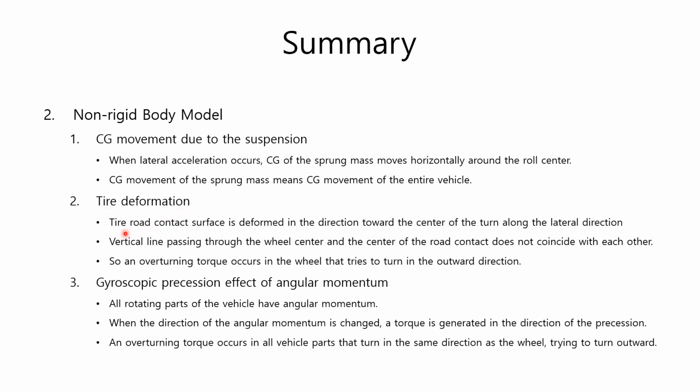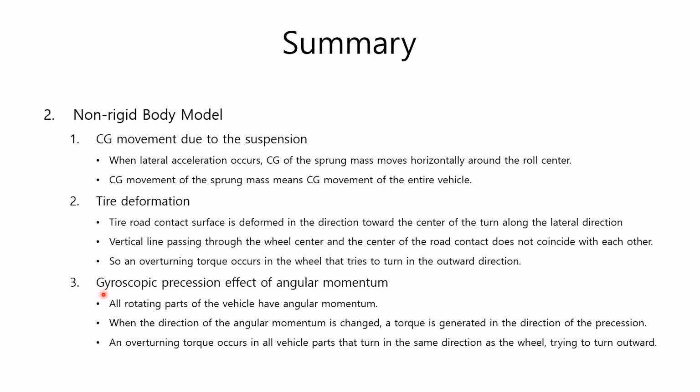Due to the centripetal force that occurs when the vehicle turns, the tire road contact surface is deformed in the direction toward the center of the turn along the lateral direction relative to the wheel center. Accordingly, the vertical line passing through the wheel center and the center of the road contact do not coincide with each other, so an overturning torque occurs in the wheel that tries to turn in the outward direction.